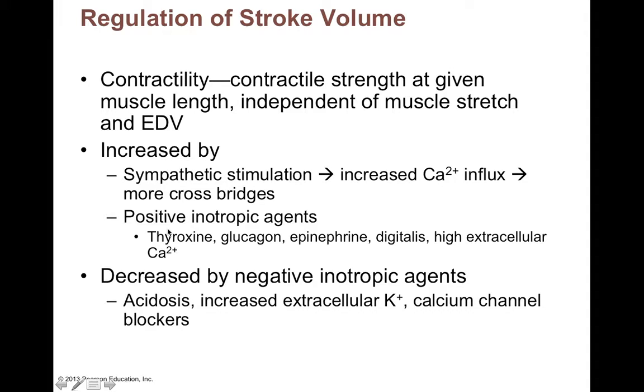It's also increased by what are called positive inotropic agents. An inotropic agent is something that changes contractility of your heart. If it's a positive inotrope, that means your heart muscle contracts more strongly. If it's a negative inotrope, it makes your heart muscle contract more weakly. Some positive inotropes are thyroxine, which is thyroid hormone, glucagon, epinephrine, and a drug called digitalis, which you may have heard of before.